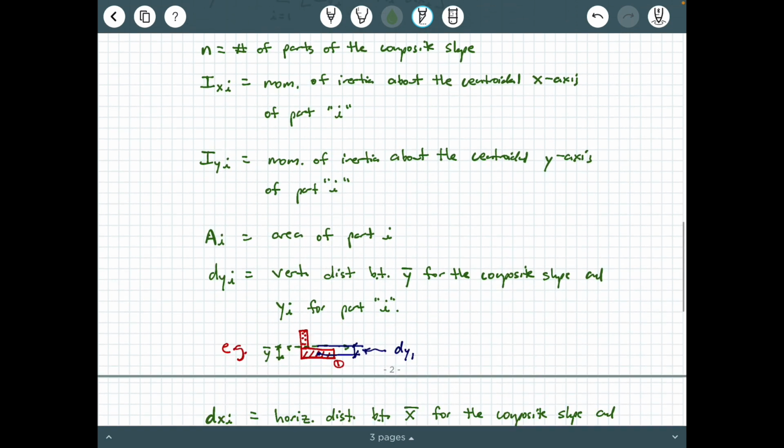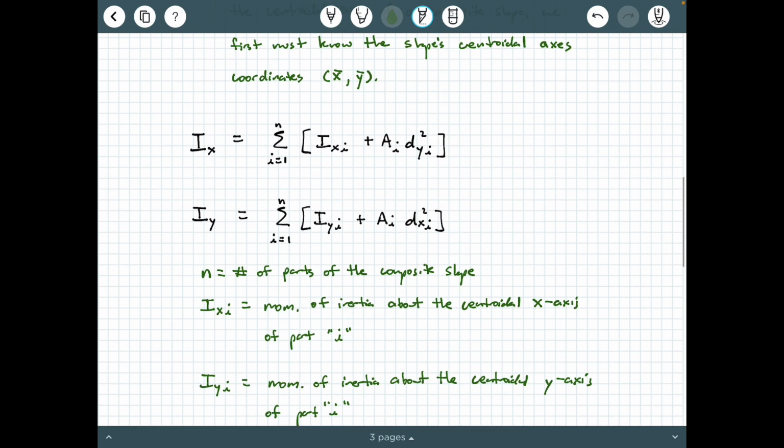Okay, so this is the background information for how to compute moment of inertia for rectangles and then for composite shapes. In my videos, for now, I'm just going to focus on rectangles so we can wrap our heads around this a little bit more smoothly, okay?